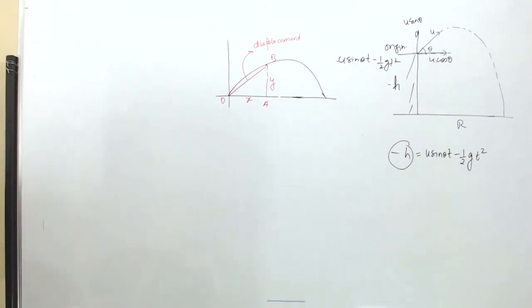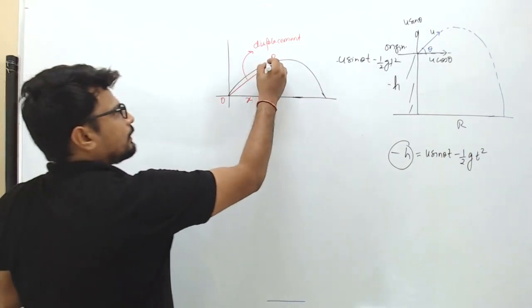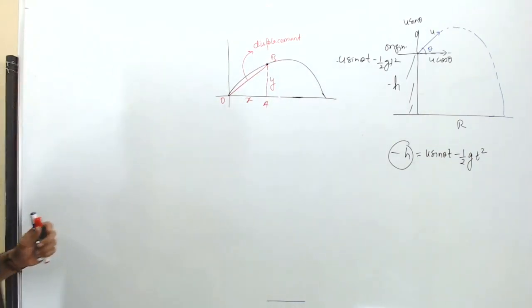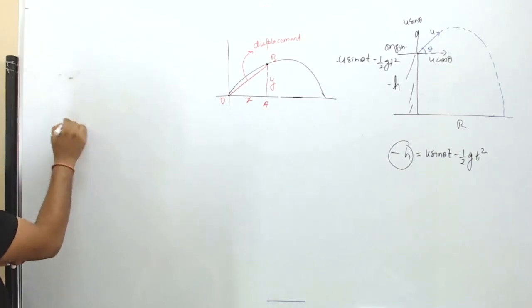Okay, this part is also coming over here. Now, if I want to write the position vector of the particle at point B, then I can say, okay, let's write it here.